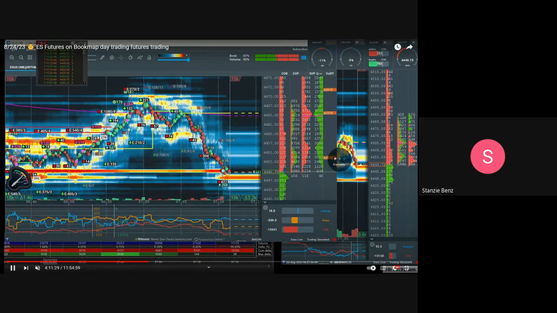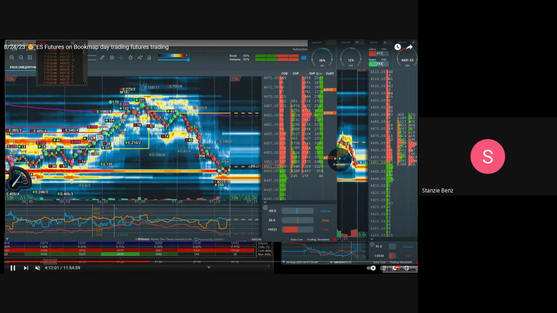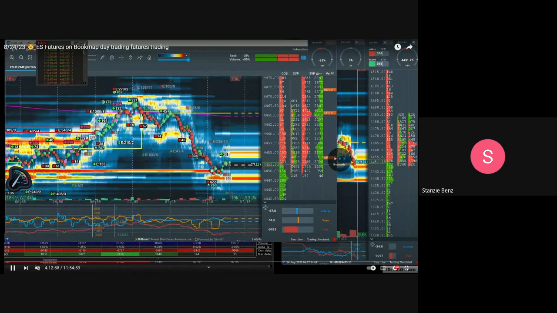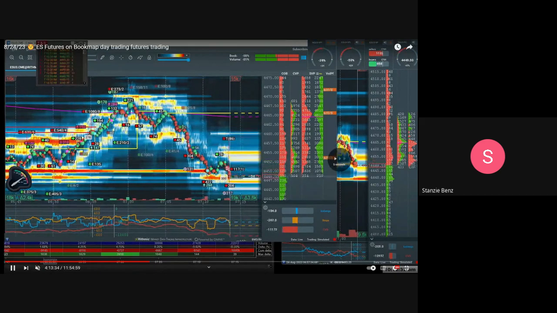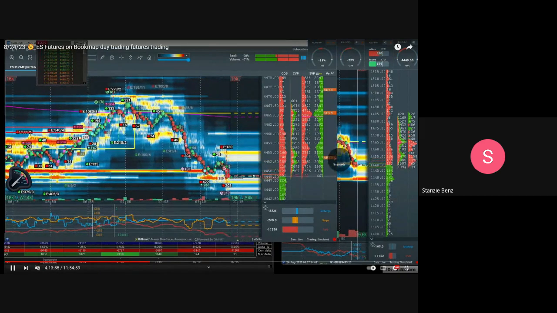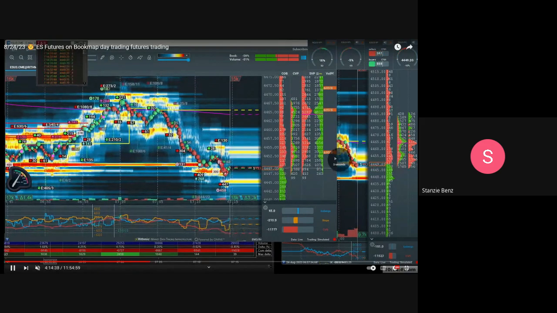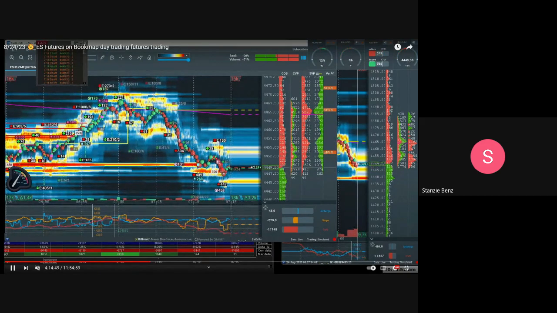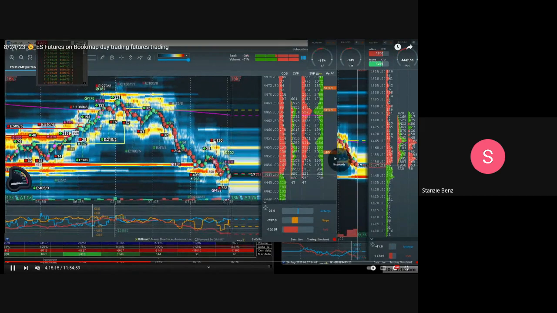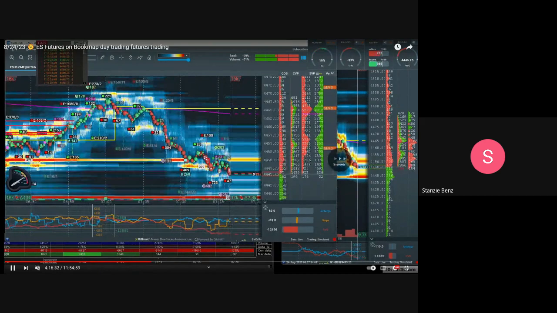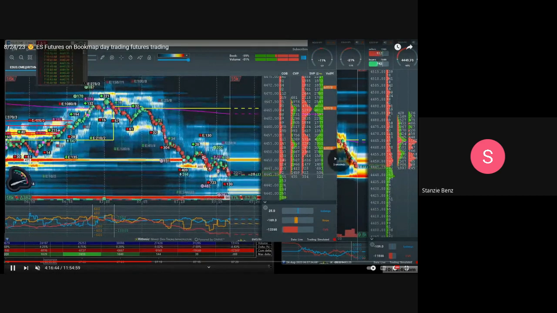Let's speed up a little. We're not getting any meaningful bounce off the zone yet. And boom, it's cracking. Note how these spheres are getting pretty large now. The volume is picking up as this giant level breaks down. And there's still no meaningful bounce. And they're gone. Those levels are gone.